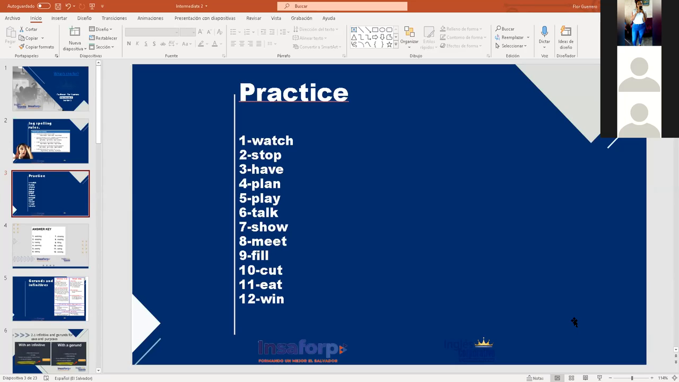Double T. Someone said double T, some other people ing. What happened here? There are two vowels. Okay, exactly. Two vowels do not duplicate the T, right? Okay, very good. So number nine, Andrea?